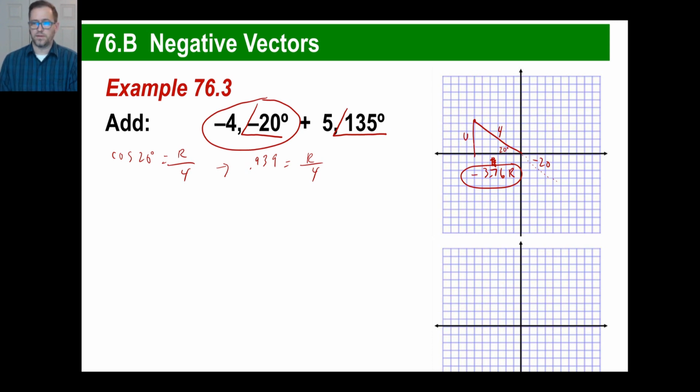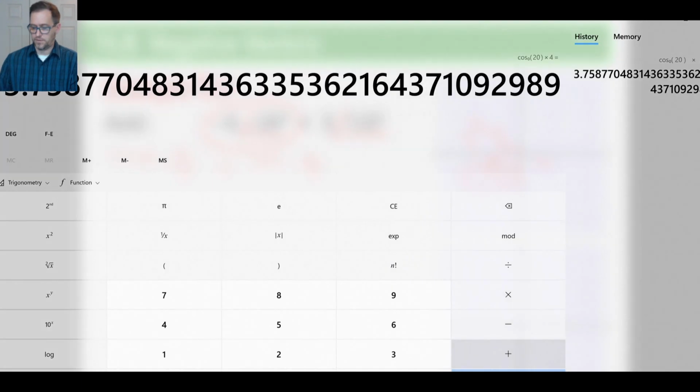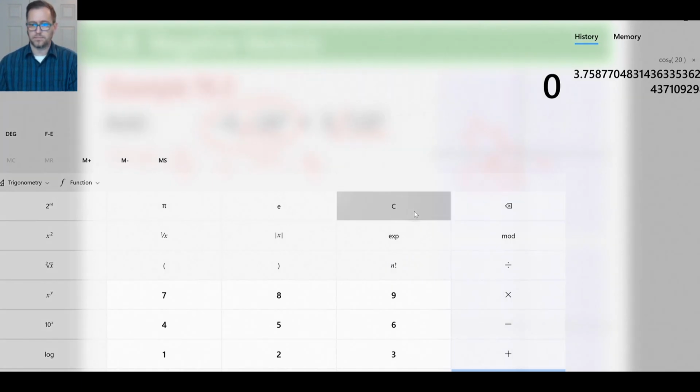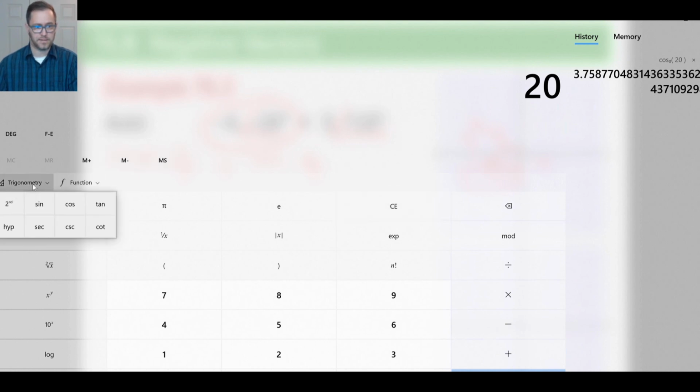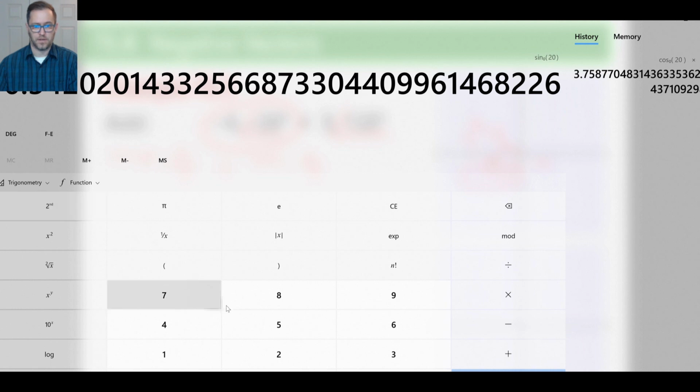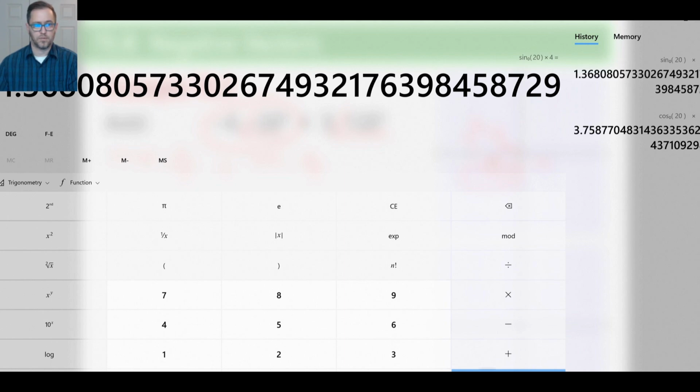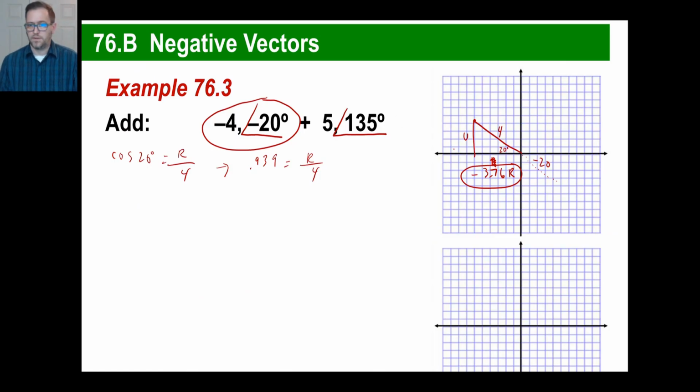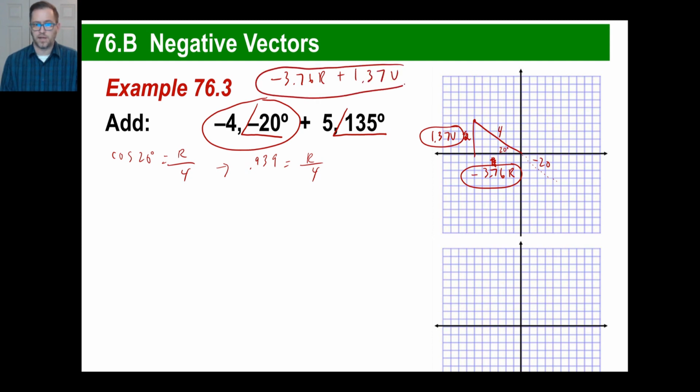Now let's go ahead and find the U. For that, of course, we're going to find the sine. So we have 20 degrees again, and sine is that. We know we're going to multiply that by 4. That'll be 1.37, we'll call it. And this will be a positive 1.37 because it is pointing up on the y-axis. So far we've got negative 3.76 R plus 1.37 U. We'll hang on to that one second and we'll come back to that later.